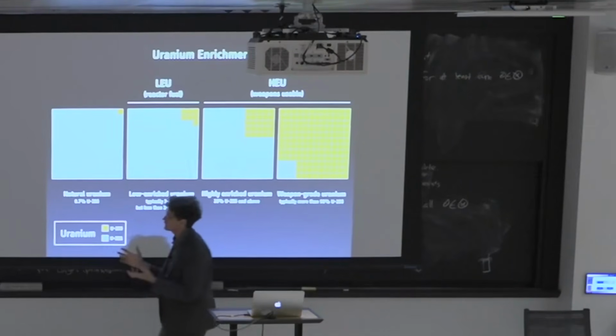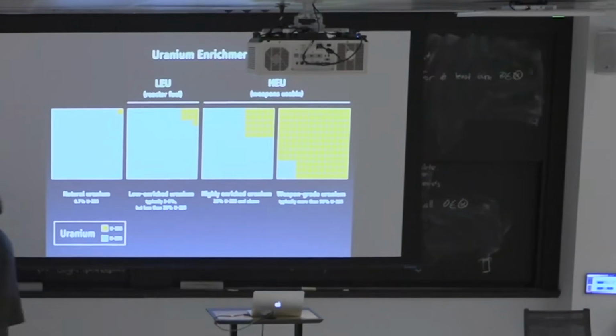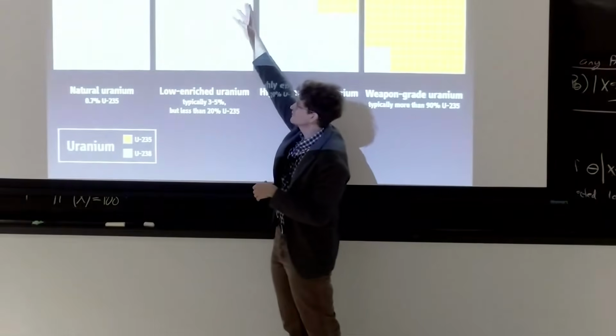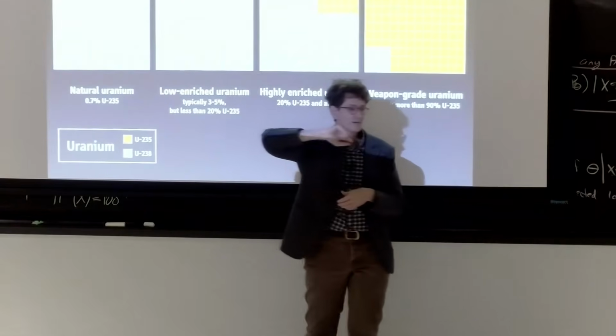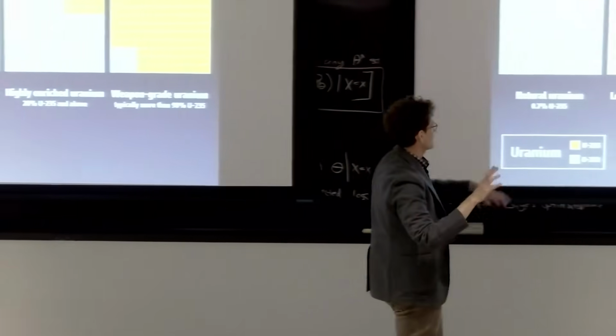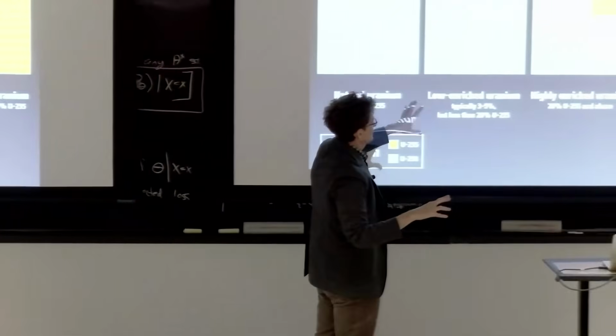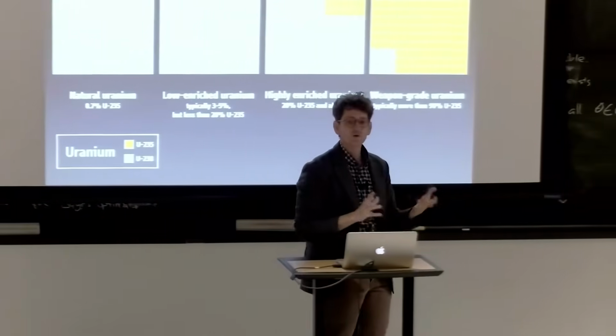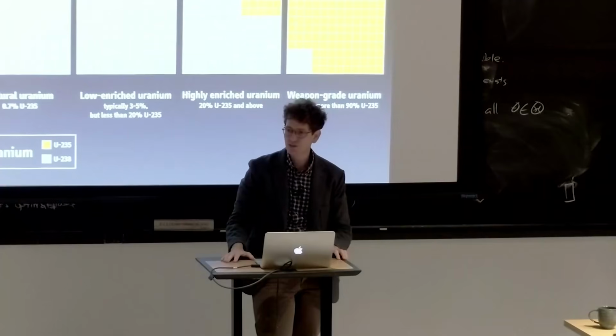Okay, but this gives us some categories. If you get rid of some of the 238, so that we increase the amount of 235 by a factor of 5, we've actually gotten rid of quite a lot. The material is low enriched uranium.